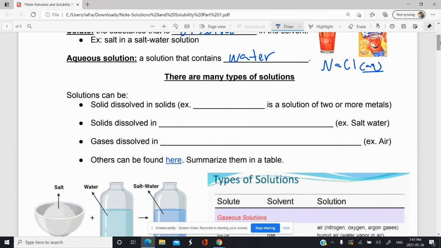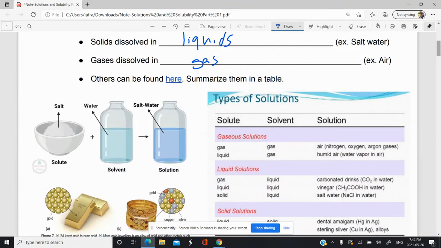there are many different types of solutions that exist. They don't just have to be liquid. You can have solids dissolved in solids, like an alloy, which is a solution of two or more metals together, like much of the jewelry you'd wear. You can have solids dissolved in liquids, which is the most common type that we typically refer to in grade 11 chemistry and that you've been more familiar with, or at least taught. So for example, salt water. There are also gases dissolved in other gases. So air, for example, would be a solution of gases in gases. And there are other types that can be found here.